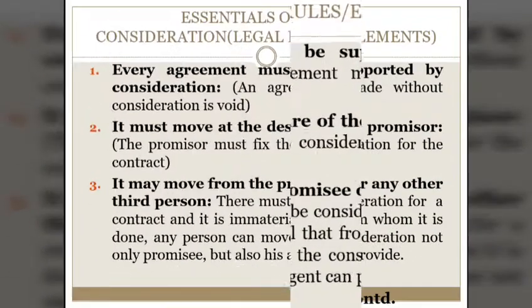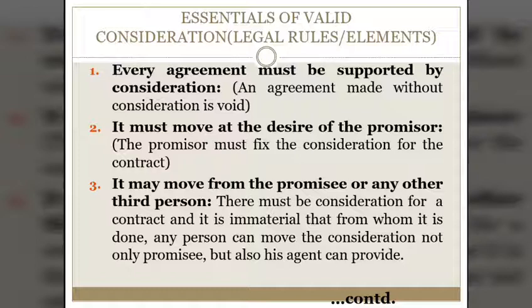Next aspect is essentials of valid consideration. The first one is every agreement must be supported by consideration. If you are entering into an agreement, definitely there must be consideration. Without consideration, there is no contract. Second, it must move at the desire of the promiser. That is, the consideration must be fixed by the offerer only. The promiser must fix it and no other person has the right to fix. Next, it may move from the promisee or any other third person. The consideration may come from the promisee or any other person, it is not a matter, but it must be fixed by the promiser and done by the promisee or any other person.